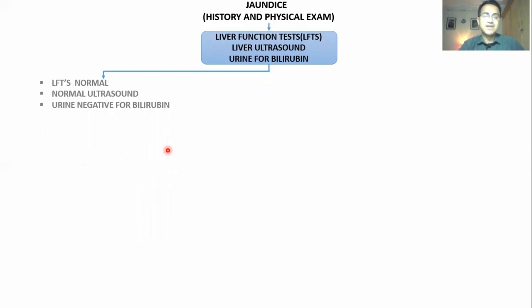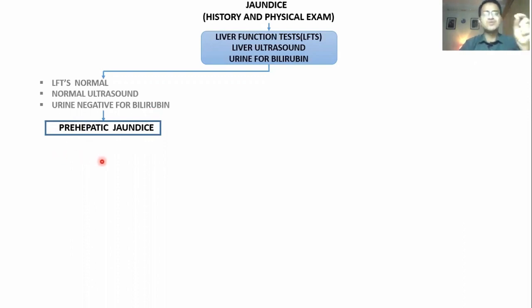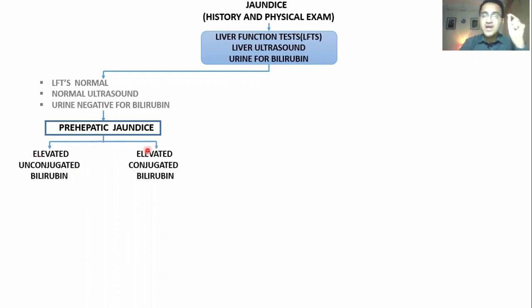And urine is negative for bilirubin. So this is a pre-hepatic jaundice. If it is a pre-hepatic jaundice, the next thing you have to see is whether this is due to elevation of conjugated bilirubin or unconjugated bilirubin. Whether this pre-hepatic jaundice is due to unconjugated hyperbilirubinemia or there is conjugated hyperbilirubinemia.